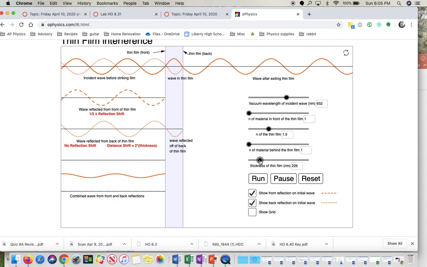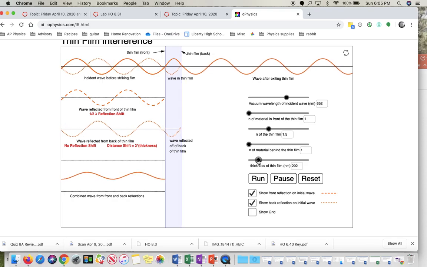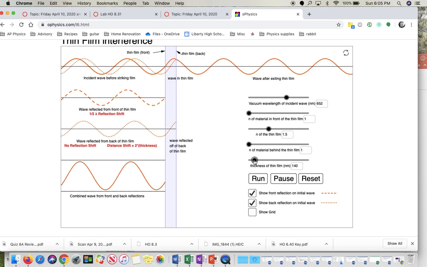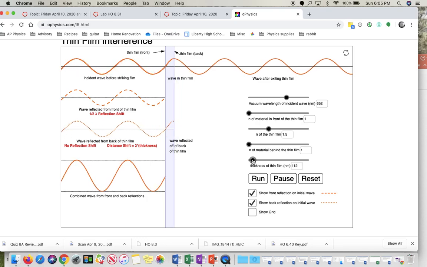So if I adjust this until I'm showing only 1/4 of the wave, now I get constructive interference, and these two reflections are in phase with each other as they exit the thin film and reflect off of the first barrier.